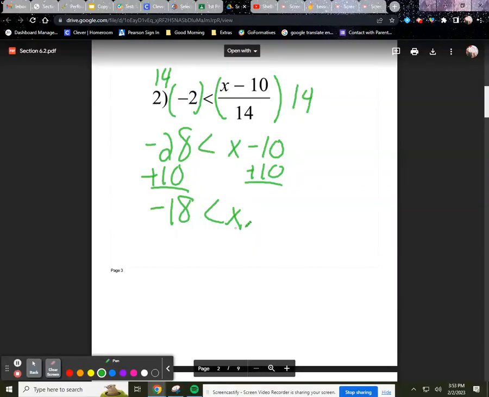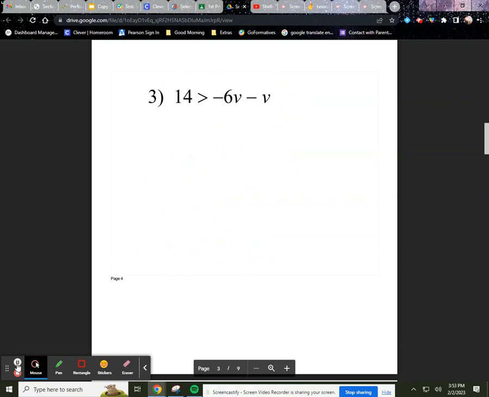But remember, we want our x on the left-hand side. So I'm going to have to flip here, and get x is greater than -18. Please try number 3.